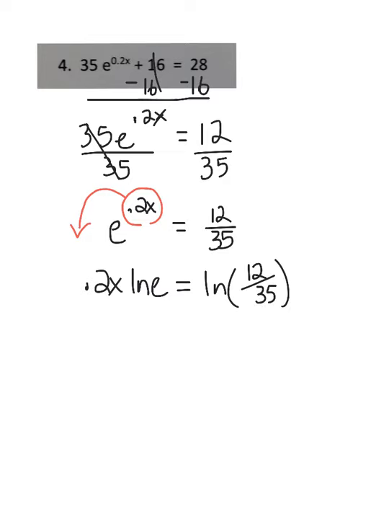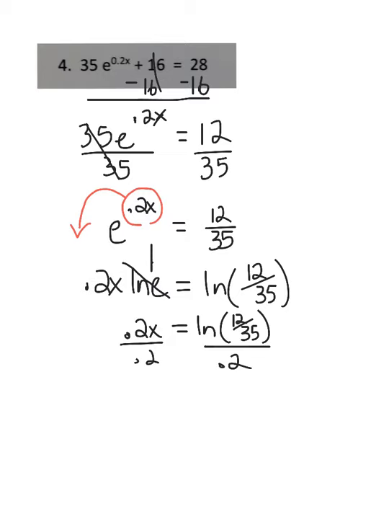You should hopefully remember that the ln of e is really just a 1. You could put that in your calculator to check it if you don't believe me, but take my word for it, the ln of e is 1. So really all you're left with over here is 0.2x equals the ln of 12 over 35. Please make sure you're writing this in your notes. Then we're just going to divide by that 0.2, and then we're going to throw it in our calculator.